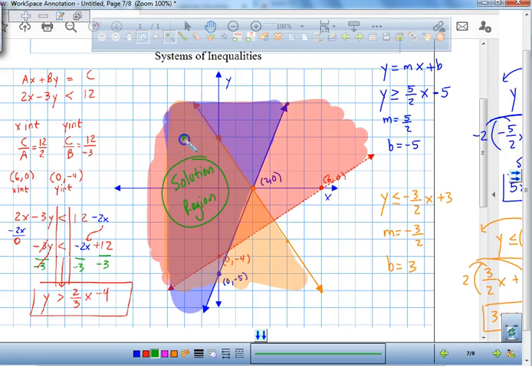So literally any point in here, any point here is considered to be a solution. Any point on this line right here is a solution. Any point on this line right here is a solution. But any point on this line, that's 0, -4, that's not a solution because it's on the dotted line. So where does it have to be? It has to be either on the solid line or in the region for it to be a solution. Does that make sense? Hopefully it does.